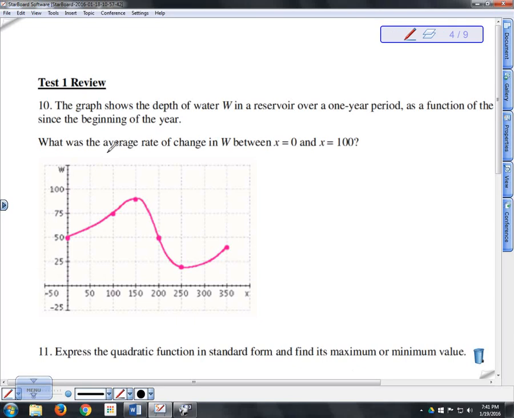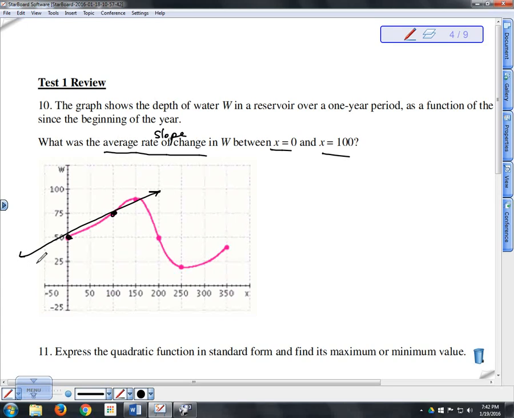So this is another average rate of change. Again, remember, average rate of change is just the slope of a line that connects 2 points on a graph. So between x equals 0, which is right here, and x equals 100, which is right there, you would need to find the slope of the line that connects those 2 points.